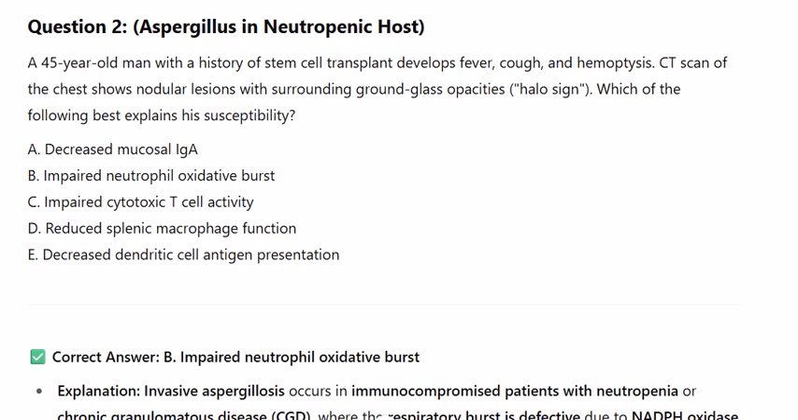A. Decreased mucosal IgA. B. Impaired neutrophil oxidative burst. C. Impaired cytotoxic T cell activity. D. Reduced splenic macrophage function. E. Decreased dendritic cell antigen presentation. Correct answer, B. Impaired neutrophil oxidative burst.